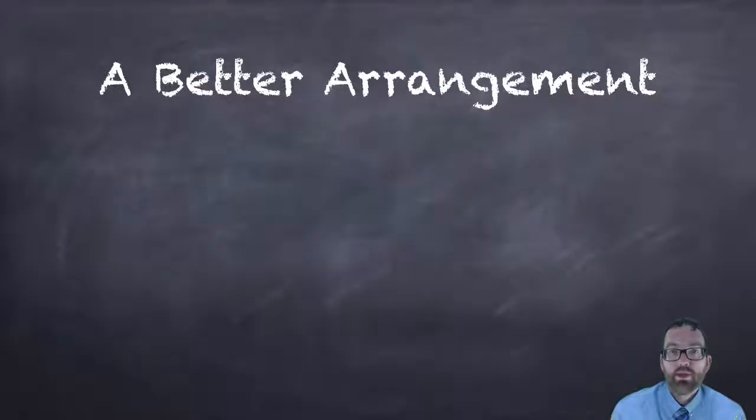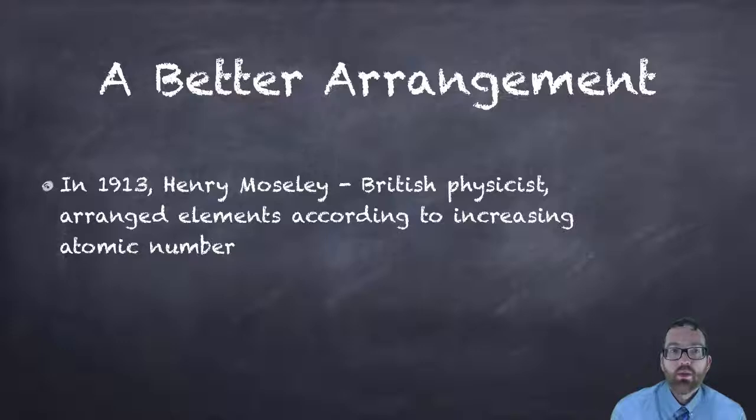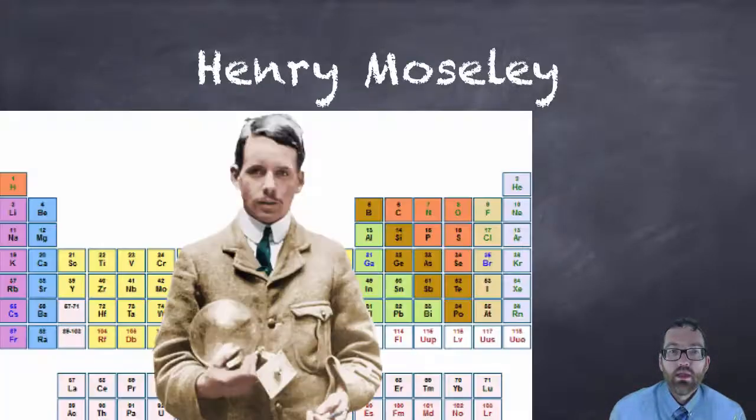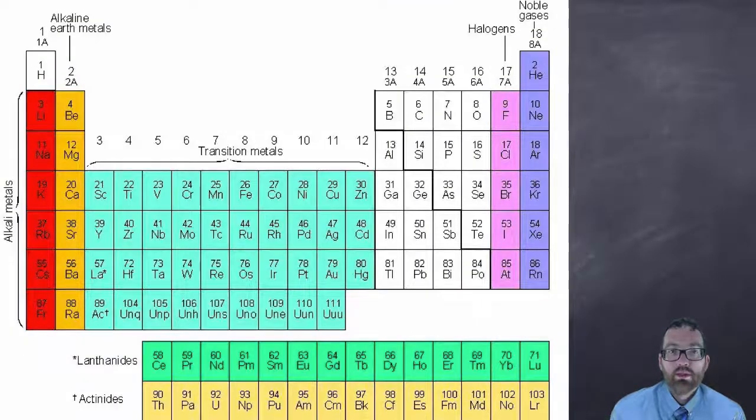The better arrangement that we've agreed upon was invented by Henry Moseley in 1913. He was a British physicist and he arranged the elements according to increase in atomic number. And here's Henry Moseley in his table. It should look familiar. This is the table you have in your reference table, more or less.